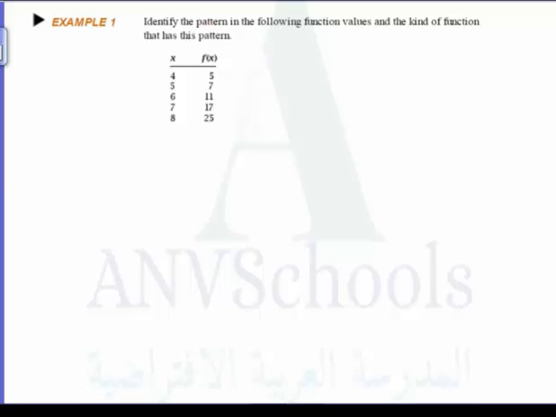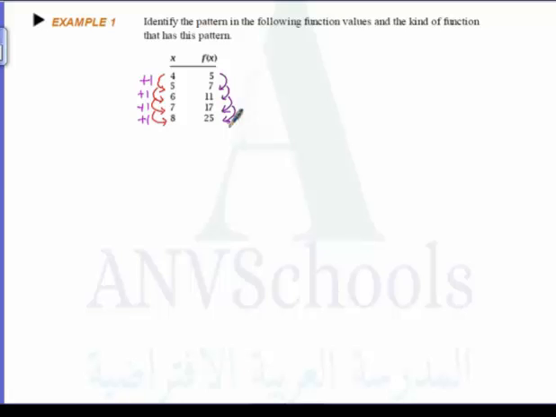Example number 1. Identify the pattern in the following function values and the kind of function that has this pattern. So let us investigate the table. Our table is in here, okay? There seems to be an add on the left side, because we have plus 1 here, plus 1, another plus 1. On the f of x values, we have 5 to 7, 7 to 11, 11 to 17, and 17 to 25.